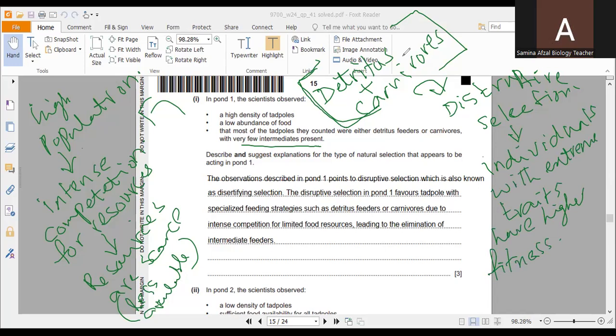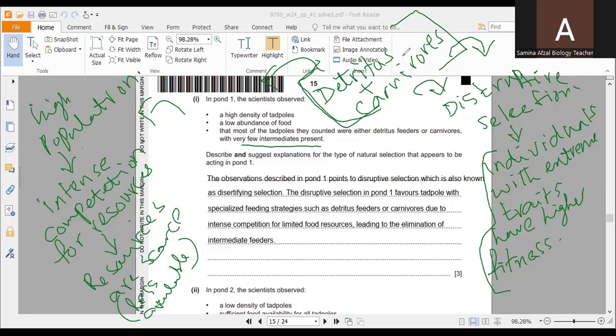Now the question arises, what does it mean that individuals have extreme traits? Extreme traits means the detritus feeders only depend on organic material. They only eat the organic material. Carnivores only depend on other animals because they are carnivorous in nature. Detritus feeders eat only the organic material available in the pond, and there are no intermediates or very few, a negligible number.